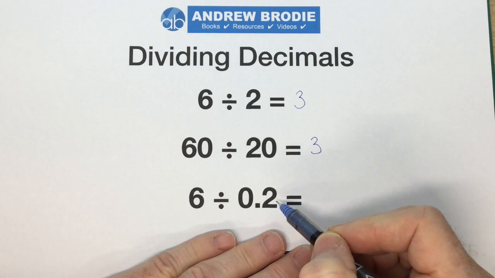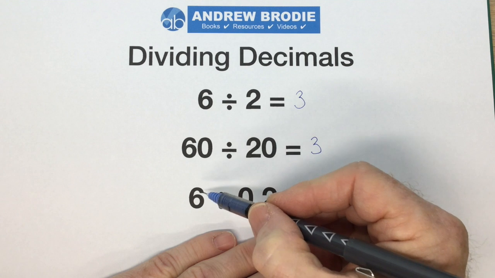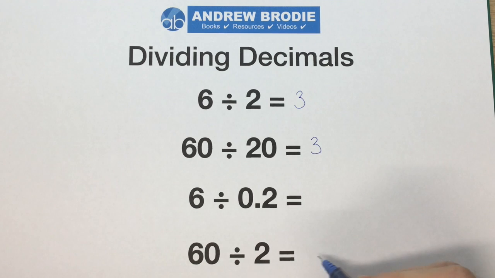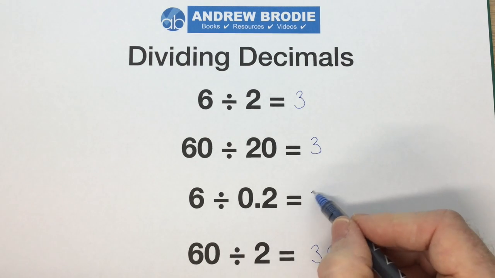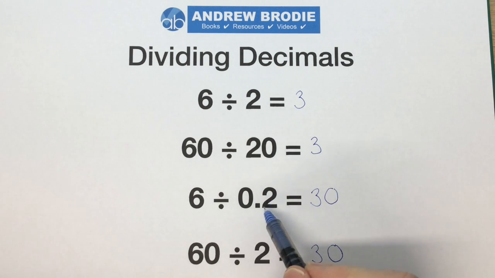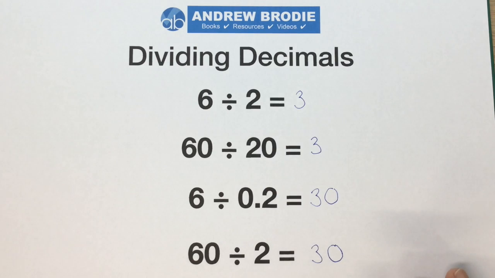6 divided by 0.2. Multiply both by 10, and you'll get 60 divided by 2. Well, the answer to that is 30, which means the answer to that is also 30. So what did we do? Multiplied them both by 10 and then did the division.